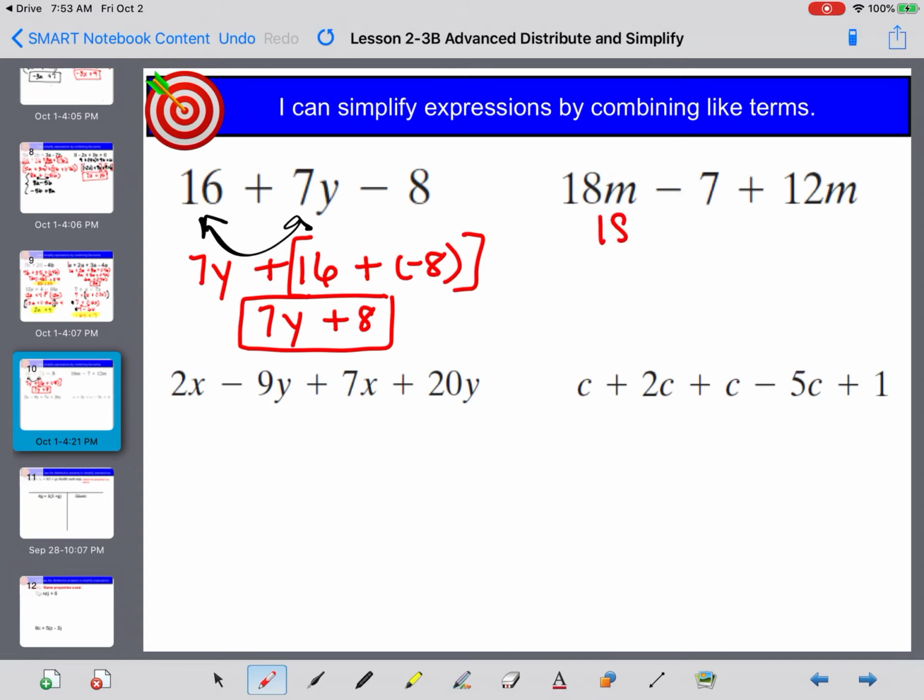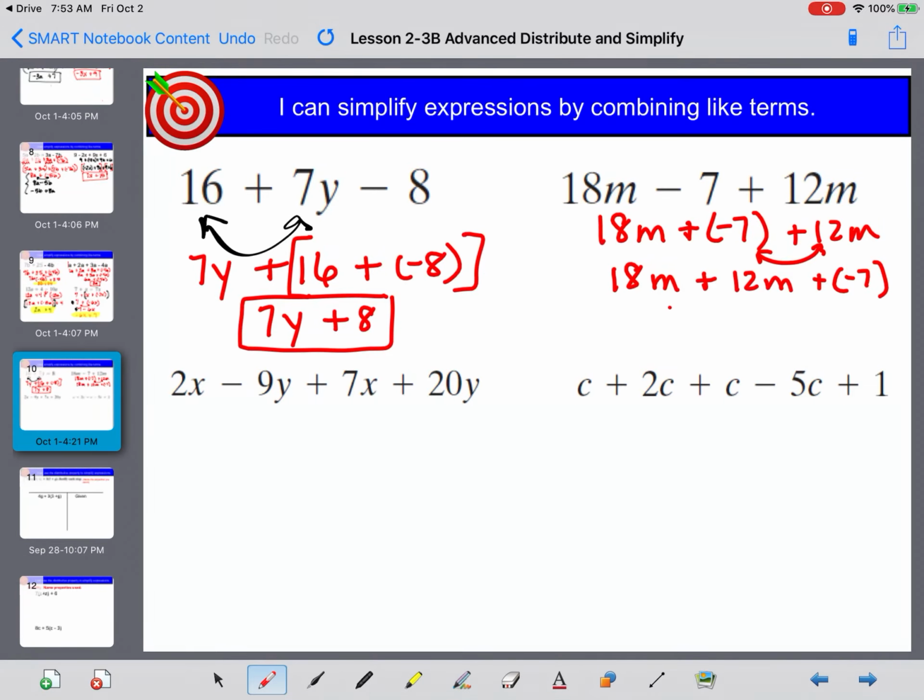The next one, 18m. I better change that to addition first for you. Plus negative 7 plus 12m. Then I'm going to use the commutative property to switch the negative 7 and the 12. 18m plus 12m plus negative 7.